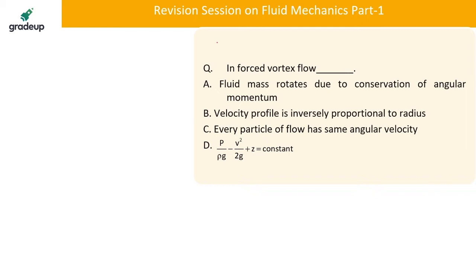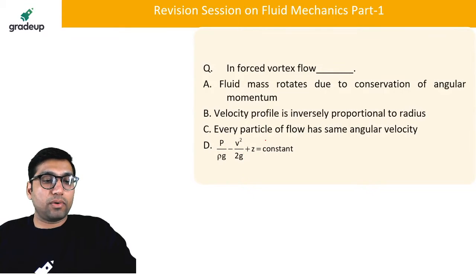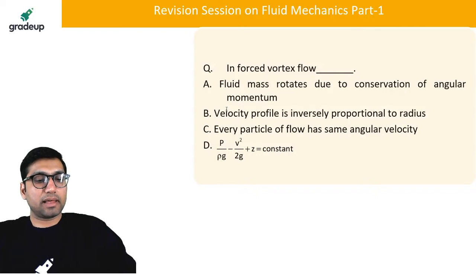In forced vortex flow, fluid mass rotates due to conservation of angular momentum. Velocity profile is inversely proportional to radius in forced vortex flow. Every particle of the flow has the same angular velocity, or p by rho g minus v square by 2g plus z is equal to constant. So this is a question. Please tell me the answer for this question quickly.